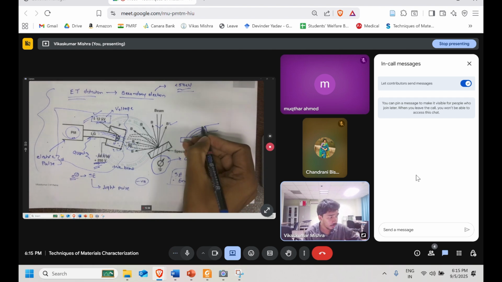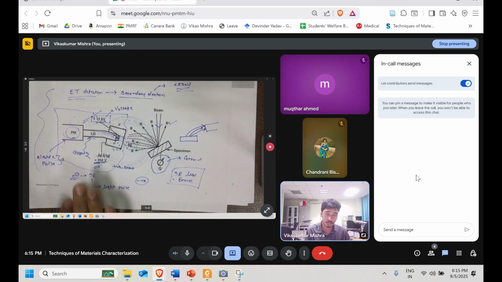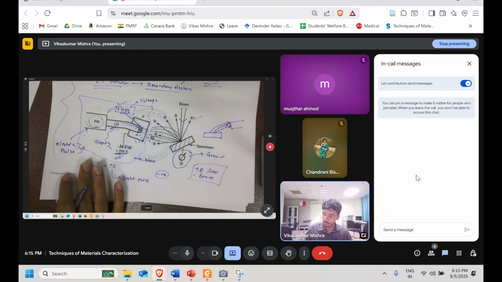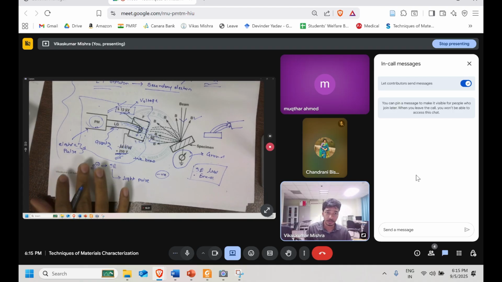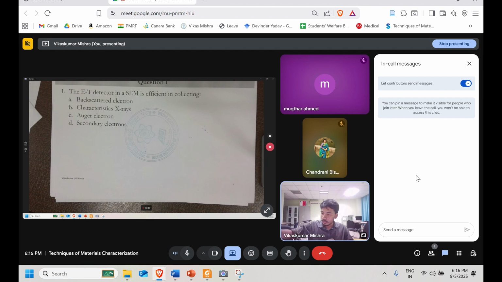Okay, you will know that when we discussed EBSD last week, there we had to tilt the specimen by a certain angle. In that case, the stage will be able to move it. So those facilities are there, but we are not doing that in the case of secondary electrons. Okay, great. Let's try to solve the questions.